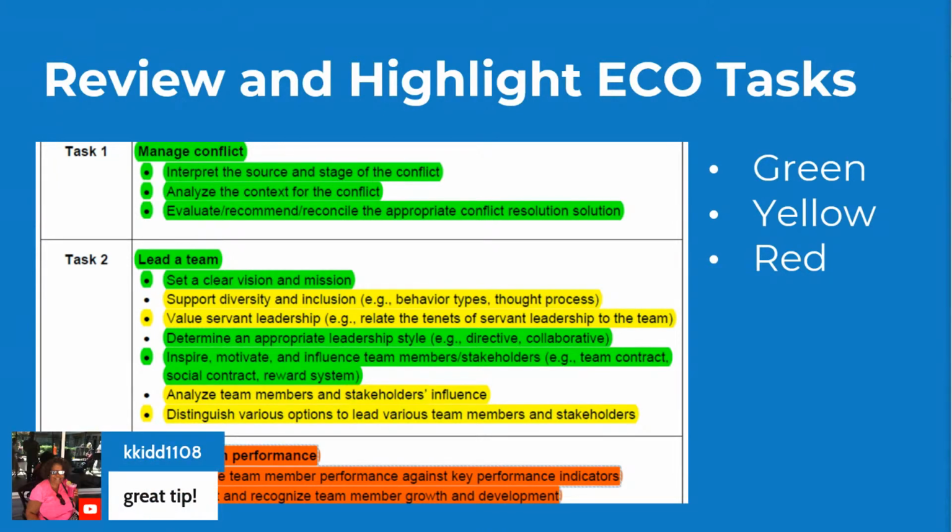And thank you very much, KKDID 1108. Great tip. Yes, it is indeed a great tip.